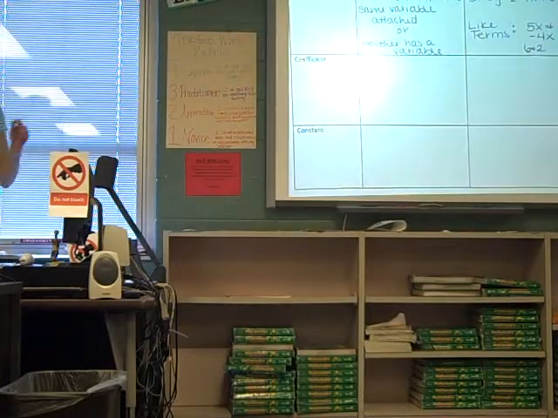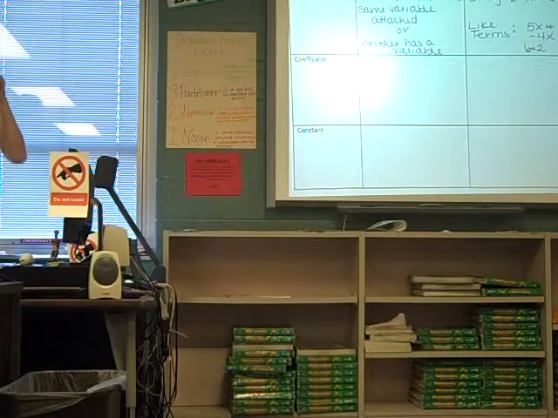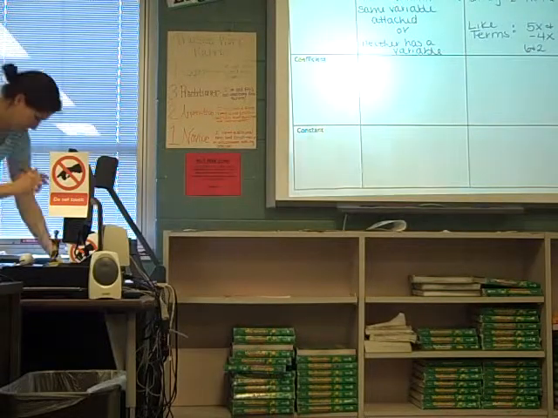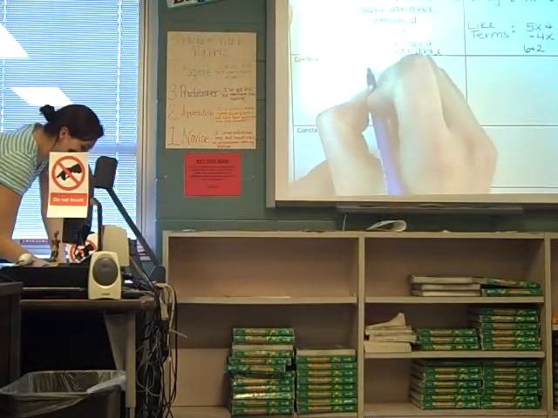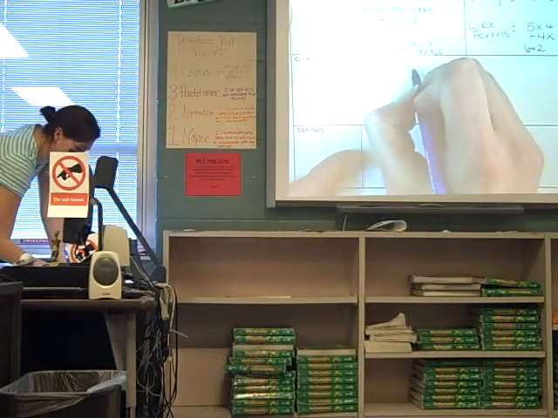Coefficients and constants. Coefficients, again, I touched on this last week, but we probably need to review it. Coefficients are the numbers that are in front of the variable. Or in other words, it's the number attached to the variable. So it's a number.